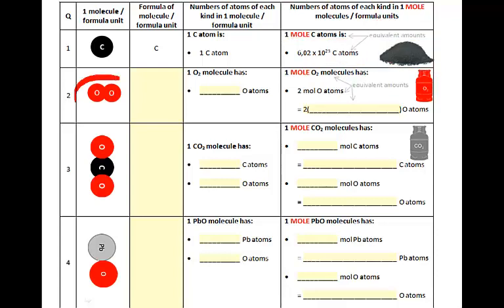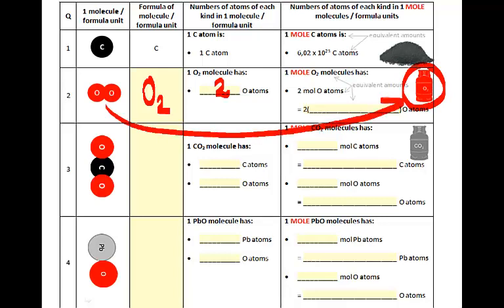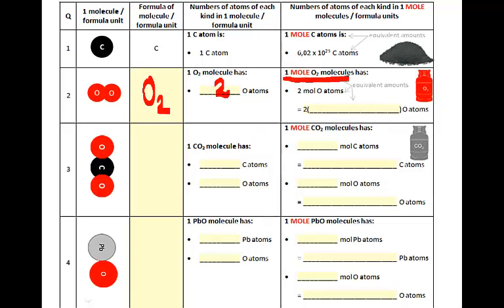Here we have a picture of an oxygen molecule, O2. One oxygen molecule consists of two oxygen atoms bonded together. Now here we have a gas cylinder containing many of these oxygen molecules. A whole mole of them, in fact. When we have 1 mole of oxygen molecules, we have 2 moles of O atoms. We have 2 times 6,02 times 10 to the power 23 O atoms.